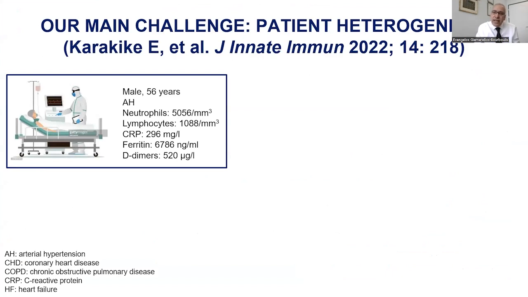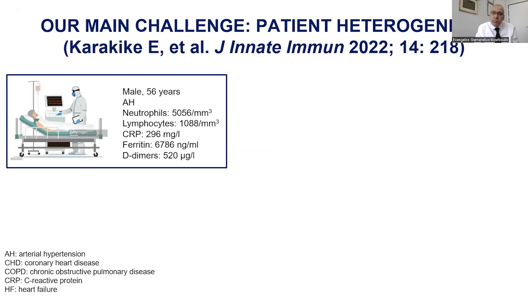So let's imagine that during the COVID-19 era, we were about to do a consultation in the ICU, and the first patient we come across is a male of 56 years who has vascular hypertension as comorbidity. This patient has a remarkable laboratory finding. He has extremely increased values of C-reactive protein, which are followed by extremely increased concentrations of circulating ferritin.